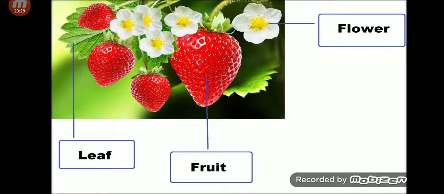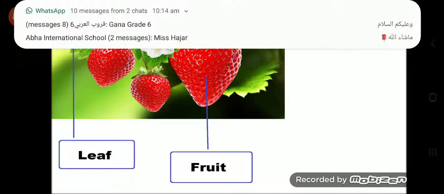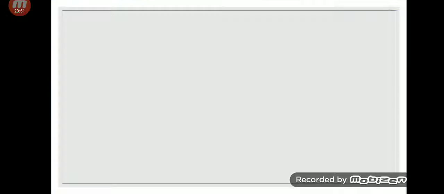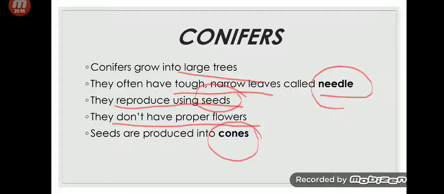See, this is a strawberry plant. Here I have labeled, you can see the leaves, you can see the flowers, you can see the fruit. So flowering plants produce flowers and fruit. Okay, so I will revise the whole lecture again for you. Just a quick revision.